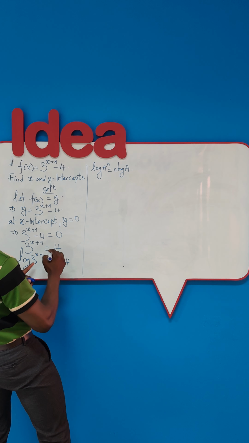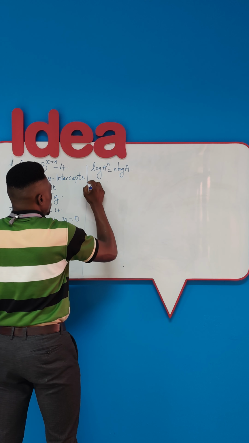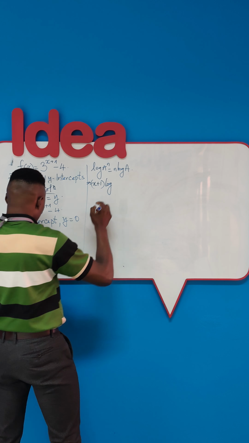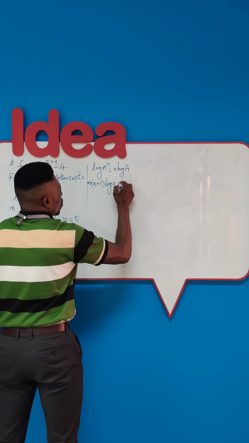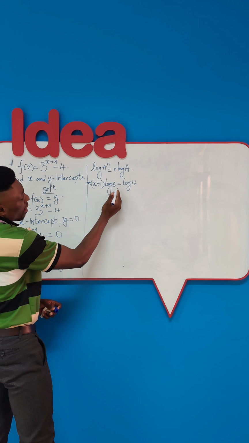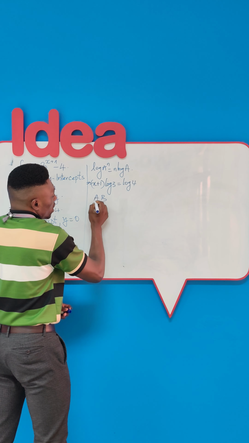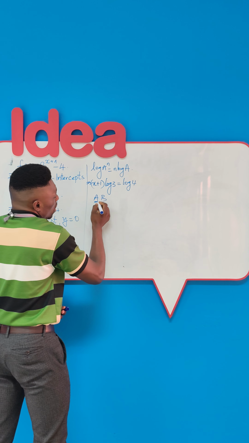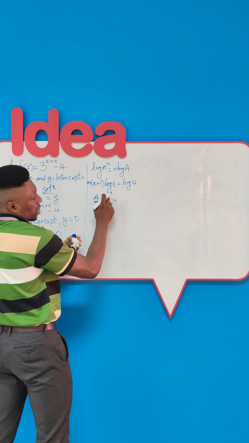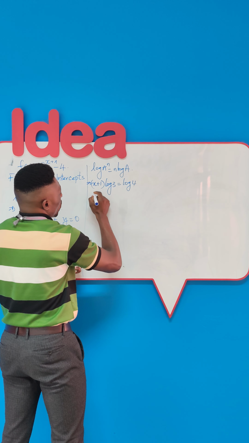So this index here, I'm going to send it to the front as a factor. So I'll have x plus 1 times log of 3, which will equal log of 4 on the right side. Now at this point, I have something like a times b, and I'm trying to isolate a. Why don't I simply divide both sides by b? That's what I'm going to do now, where in this case our b is log of 3. So I will divide both sides by log of 3.